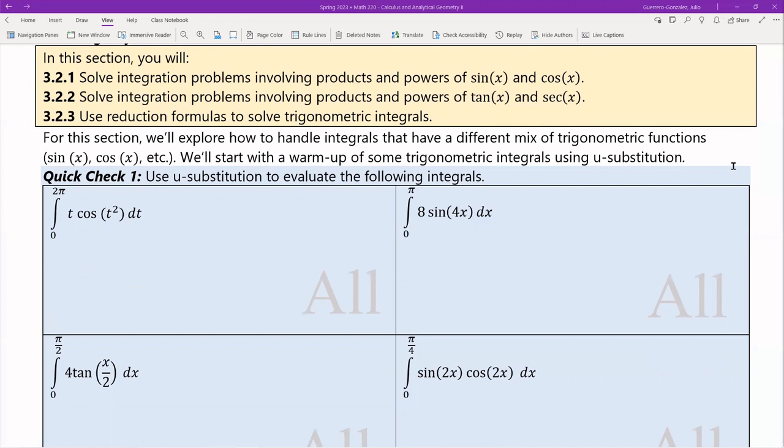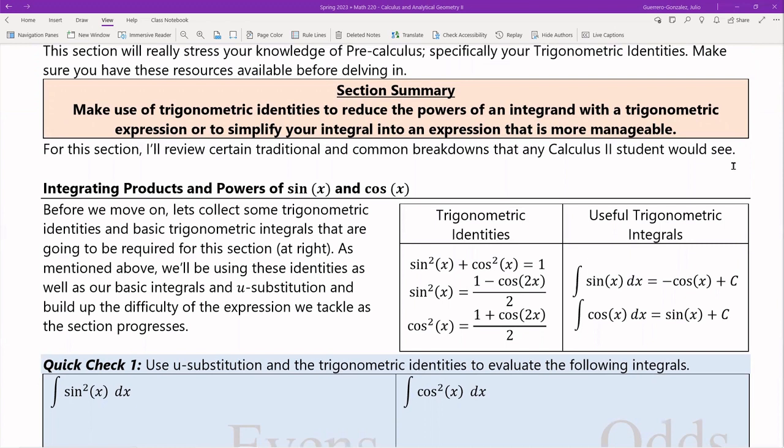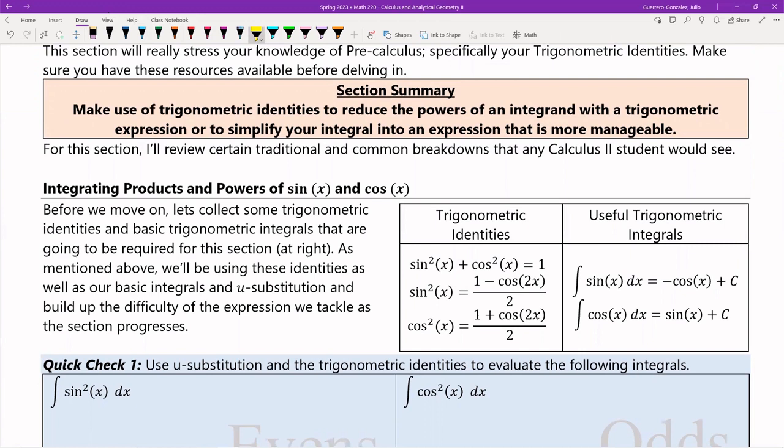Okay. So after you get through those, that's just to warm up on what's about to come. Like I said, this is going to stress your pre-calc knowledge, the trig identities, okay? And I provide a pretty good, big summary about what's going to happen in this section in particular, and that summary is this right here. In order to take trigonometric integrals, we're going to make use of all of our trigonometric identities. And the key here is this: we're going to reduce the powers of the integrand, so that we can get an integral or an expression that is much more manageable with the calculus that we know, okay?